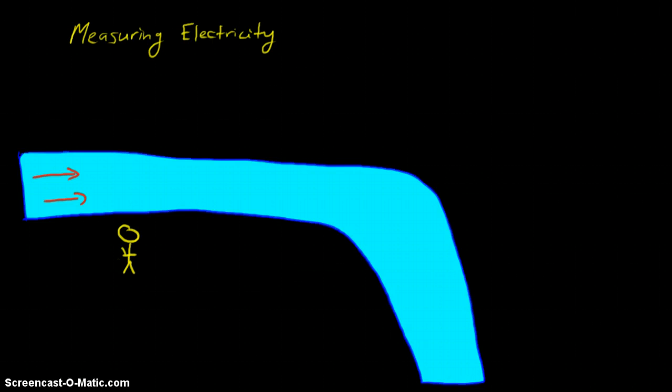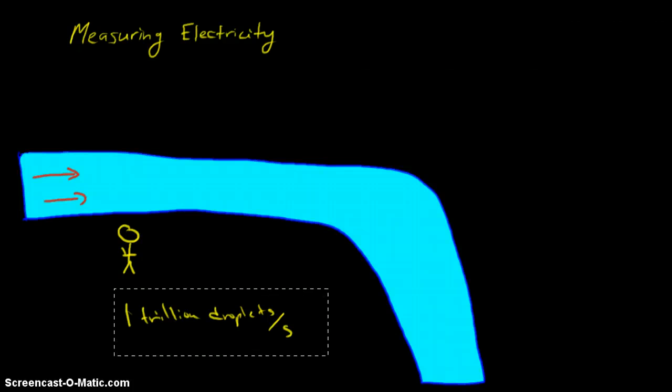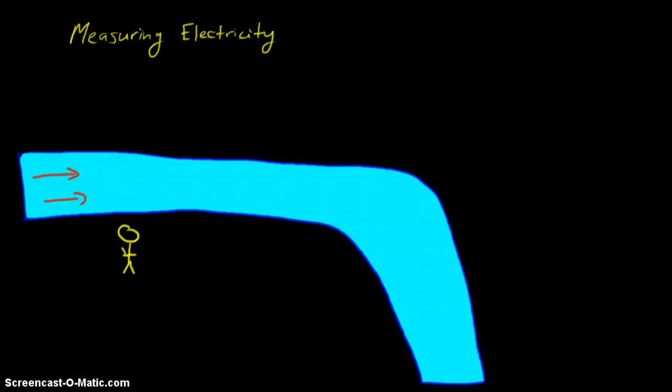We could measure it in the number of drops moving by. There is maybe 1 trillion droplets of water moving by every second, and I could say there is 1 trillion droplets moving by per second. But of course, 1 trillion is a big number to work with, and we'd rather work with much smaller numbers than that. Measuring electricity is very similar.